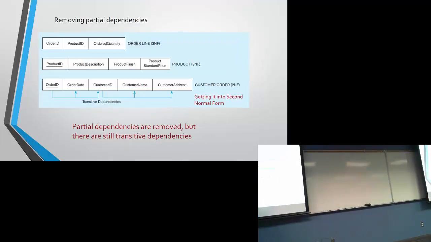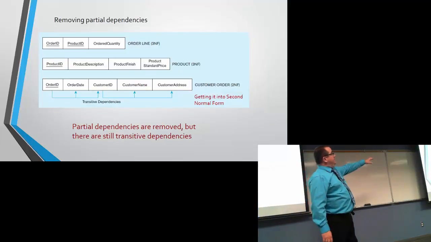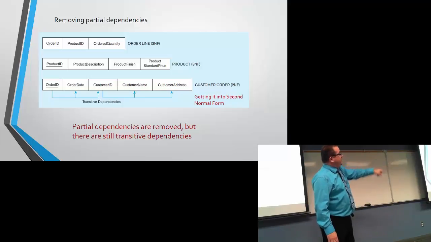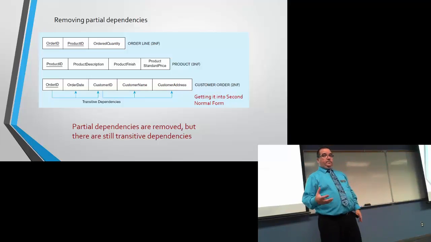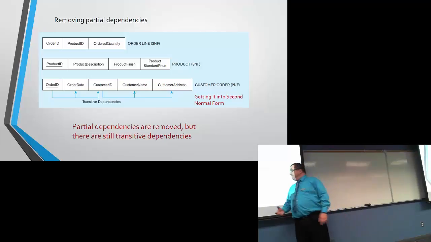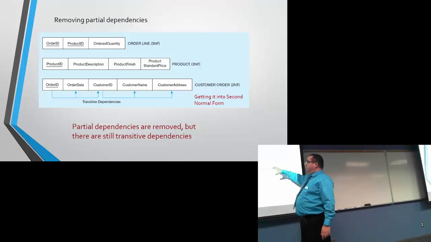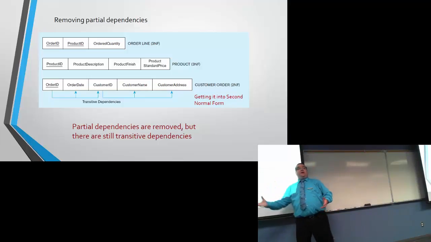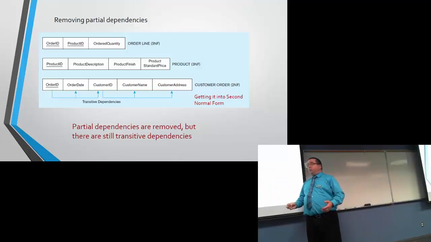So, second normal form will look something like this. You've got the order ID with the quantity and the product. You have the product ID, the description, all that fun stuff. And then you've got the rest of the stuff, including the transitive dependency of the customer. The partial dependencies are removed, but there's still a transitive dependency. So that means now it's in second normal form because there are no more partial dependencies for now.